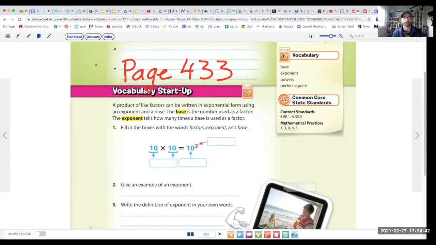Okay, so with powers and exponents, we need to learn a little bit of vocabulary first. You hopefully know that when you have 10 times 10 like this, anything that you multiply is called a factor, right? So I want you to fill this in your book too. F-A-C-T-O-R-S, factors. And when you have a number with an exponent, the main number we call the base. So in this case, 10 is the base. And the 2 here, the little number on top, that's called the exponent.